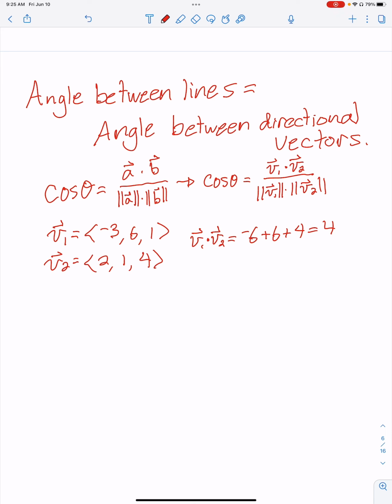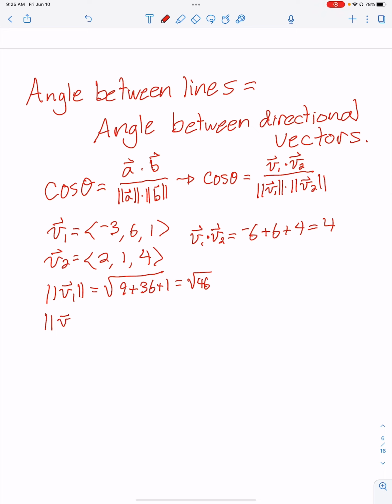Okay, now we also need the magnitudes. The magnitude of V1 is the square root of 9 plus 36 plus 1, which ends up being the square root of 46. The magnitude of V2 is the square root of 4 plus 1 plus 16, which is the square root of 21.